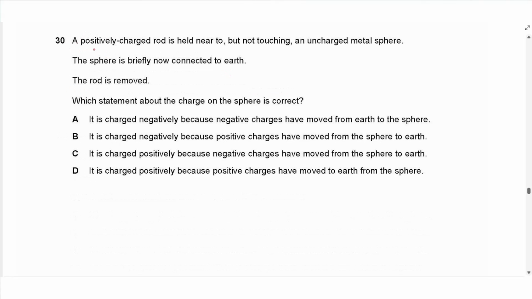Question 30 says a positively charged rod is held near to but not touching an uncharged metal sphere. The sphere is briefly now connected to Earth. So these are the steps for charging by induction. Which statement about the charge on the sphere is correct? If we use a positively charged object to charge a metal by induction, we receive a negative charge at the end. So not positively charged, it is negatively charged, because negative charges have moved from the Earth to the sphere, or positive charges moved. Positive charges do not move, so the answer here is A.